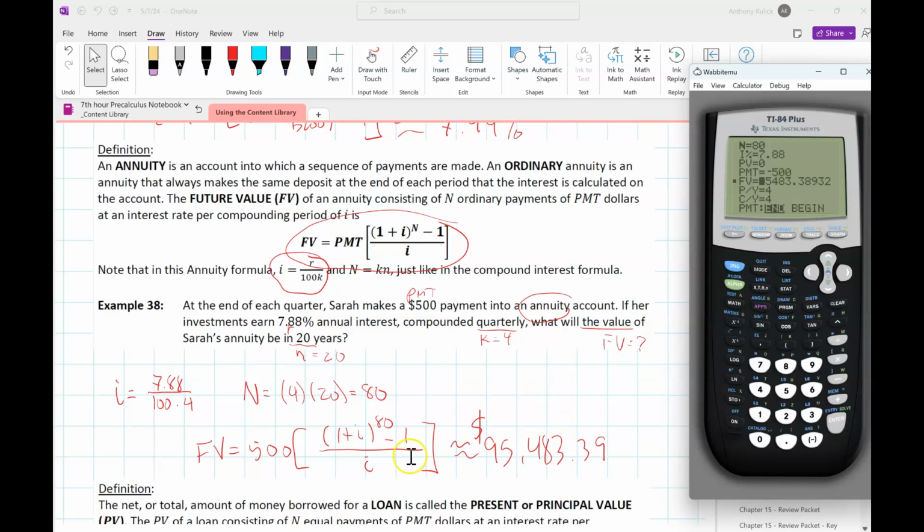Is that the same number we got down here? Yeah. Was that quicker than doing graphing and finding the intersection, having to muck around with windows and stuff? Yeah, this is a pretty cool tool, right?